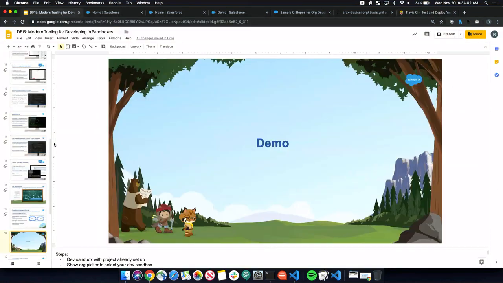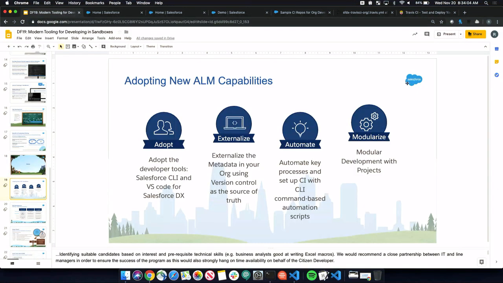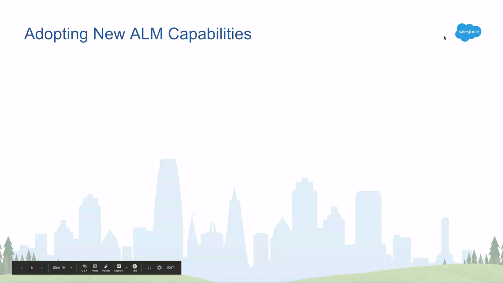I want to quickly cover your adoption path. All right, so we spoke about a lot of new ALM capabilities. We showed you the VS Code editor. We showed you the new source format, the CLI, new sandboxes, and also this whole notion of externalized source of truth and a VCS. You might be feeling a bit overwhelmed at this because you're used to some development workflow, and it might look quite different from what I just showed you.